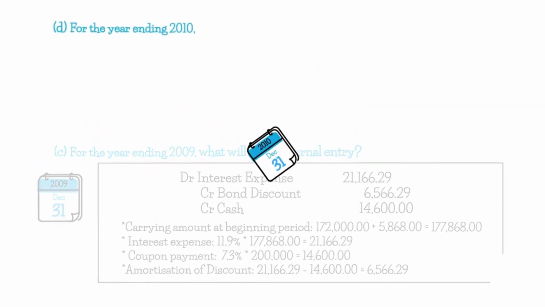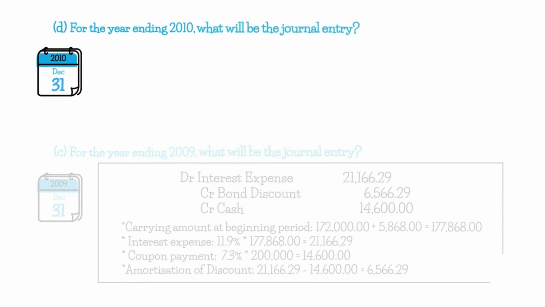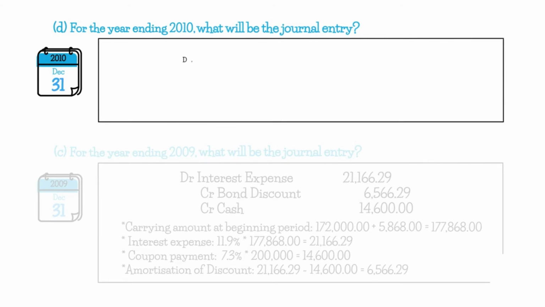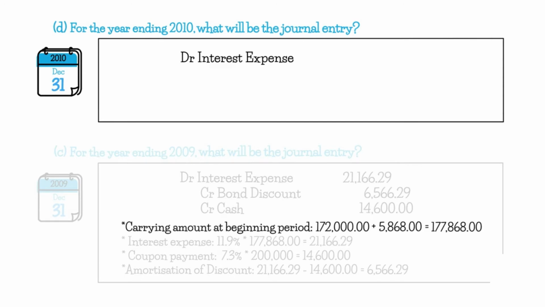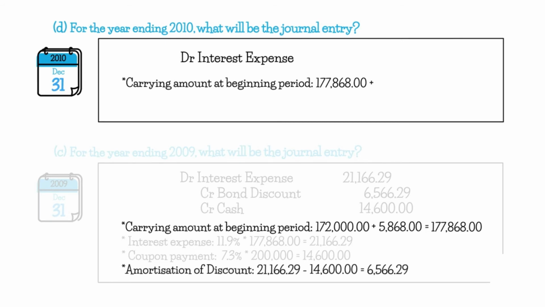So part D, we're asked for the year ended 2010, what would be the journal entry? So we set it up as previously. We're going to debit interest expense. We're calculating interest expense based on that carrying amount. So we have the carrying amount from the previous year of $177,868, plus the additional amount that we amortized away of the bond discount from the previous journal entry, $6,566.29. This gives us a carrying amount of $184,434.29.